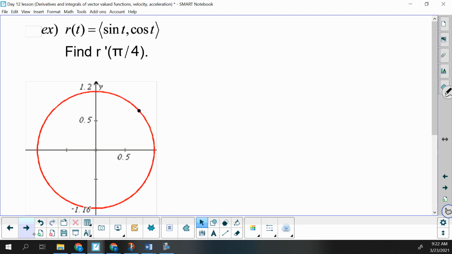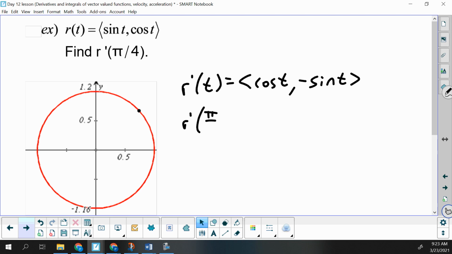If we move down to the bottom, we're going to do the derivative at pi over 4. So r prime of t: the derivative of sine is just cos t, and the derivative of cos would be negative sine t. At pi over 4, we know both sine and cos are just square root of 2 over 2. So we'll have square root of 2 over 2 positive for this one, negative square root of 2 over 2 for that one.